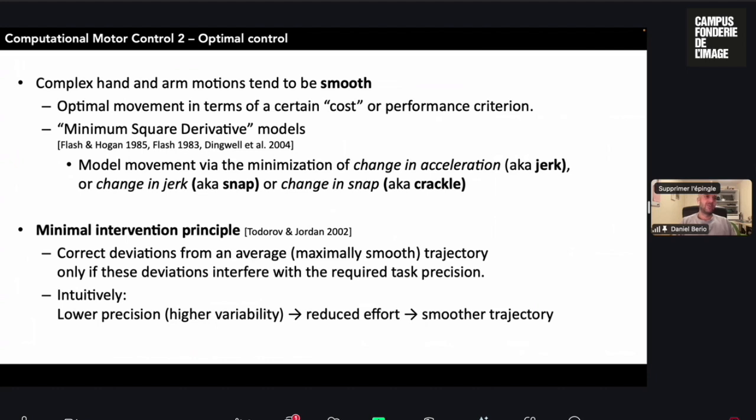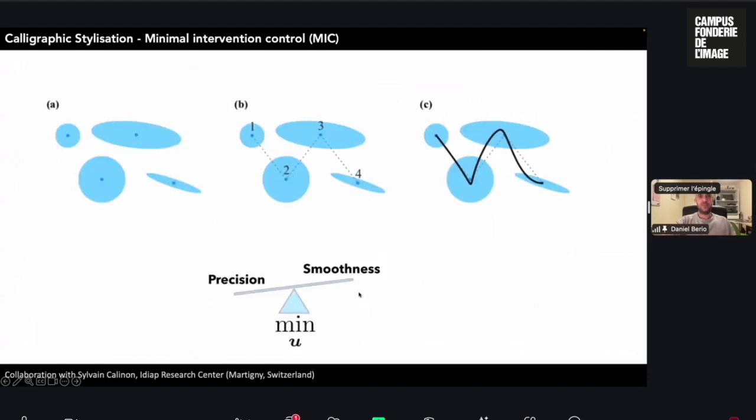And another principle known as the minimal intervention principle says that intuitively, if you want to be very precise, let's say you want to make a corner, you're going to slow down, right? You have to slow down to create the corner. If you're free to vary a lot, so if you have the freedom to vary a lot around a certain area, you can make a smooth curve and move very fast. So intuitively, lower precision with higher variability means a reduced effort and thus a smoother trajectory.